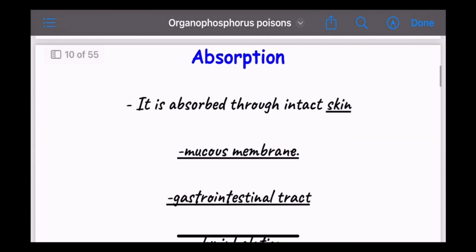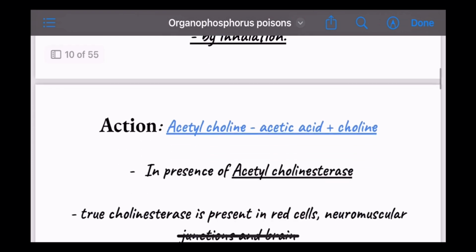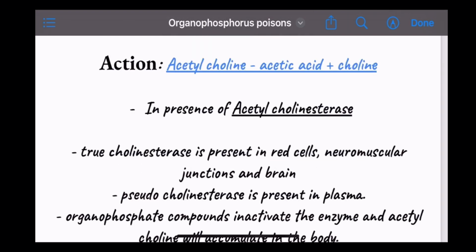Then absorption, how basically organophosphates are absorbed in my body. So basically it is mostly absorbed through the skin or mucous membrane, gastrointestinal tract also, or by inhalation. So now we'll see the action of organophosphates. What basically happens is organophosphates are acetylcholinesterase inhibitors. As all of us know, acetylcholinesterase is the enzyme present in RBC, neuromuscular junction, and usually in brain also. So let me take the example of the neuromuscular junction.